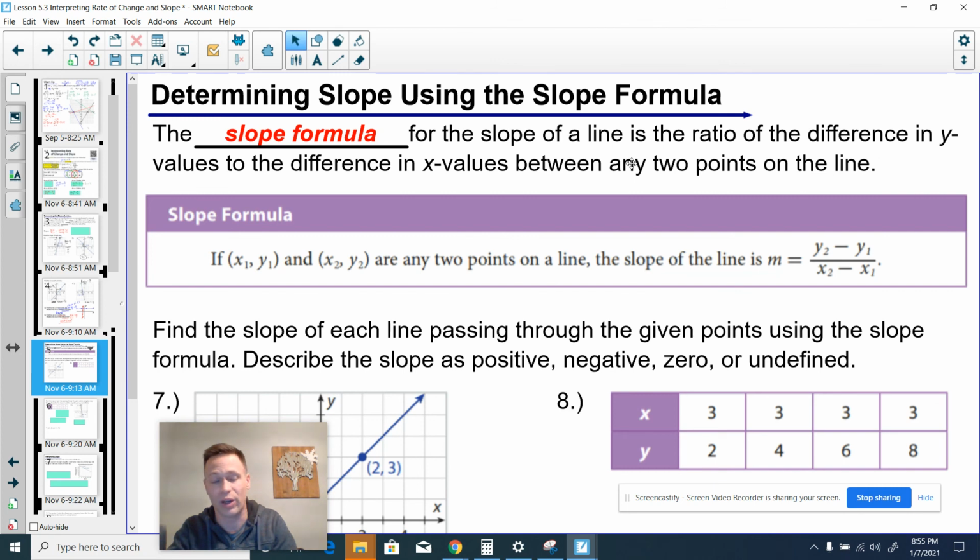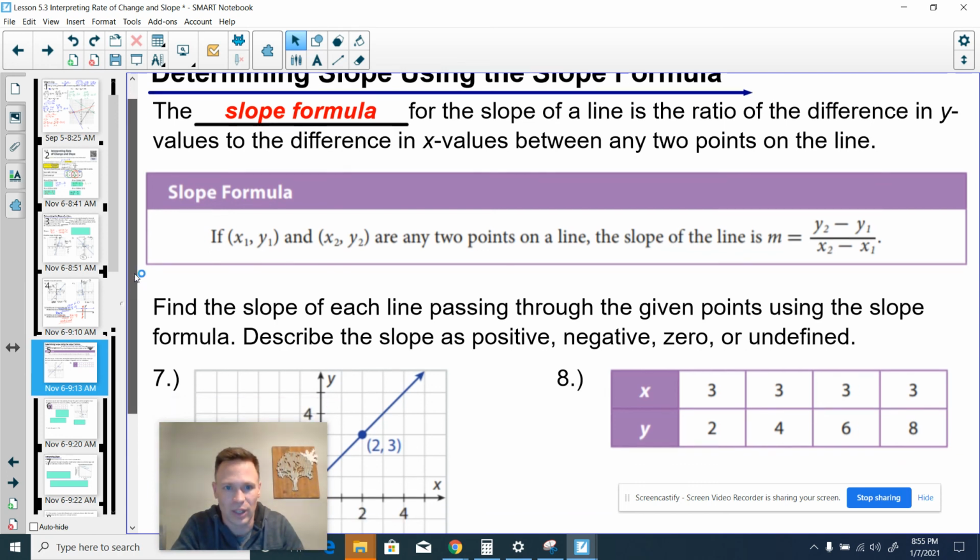It's the difference in the ratio, the difference of y values to the difference of x values. Isn't that what we've been saying, right? The change in y divided by the change in x. This is exactly what we did in our warm-up. We took the y values and subtracted them to figure out the change, and we took our x values and subtracted them to figure out the change, okay?